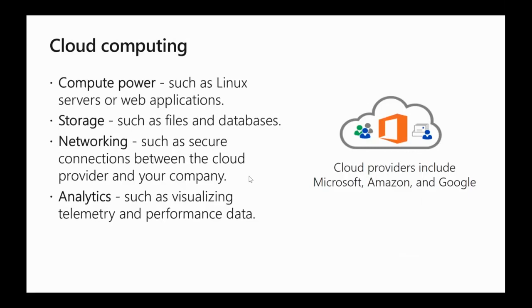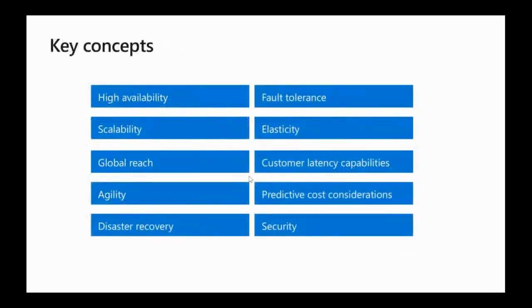But now we have big players. We have players like Microsoft, Amazon, and Google in it. What services do we get? We get compute, storage, network, analytics, and a lot more than that. So the key concepts of cloud: it's highly available. We have fault tolerance, scalability, elasticity, global reach, latency, agility, cost considerations, disaster recovery, and security. All these concepts make cloud more robust and very adaptive.